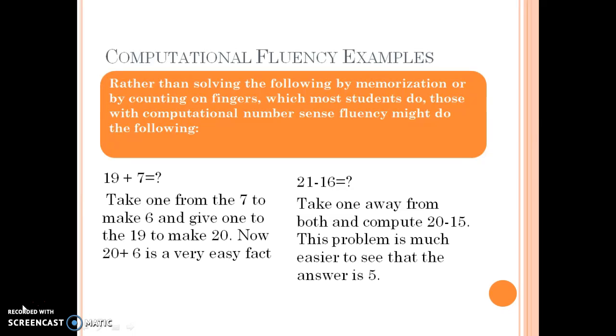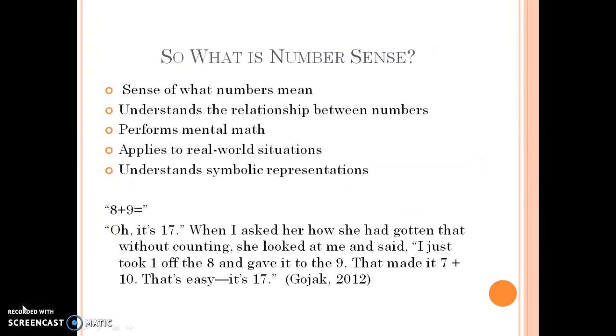Same with 21 minus 16. That might be a daunting task for a student who's relying solely on memorization. They might try and start counting backwards, 16 from 21, which definitely will find some error in that. But if they had number sense, they would think, oh, if I take 1 away from each, I would come up with a problem, 20 minus 15, same as 21 minus 16, and I would come up with the answer is 5. It would not be possible if the student didn't have number sense.